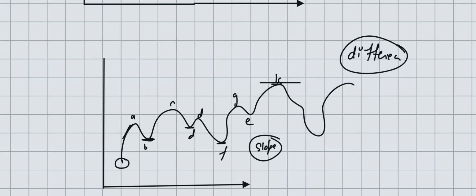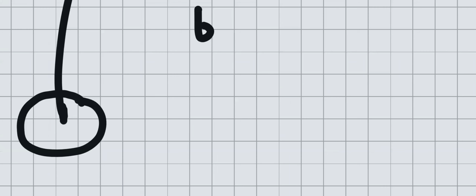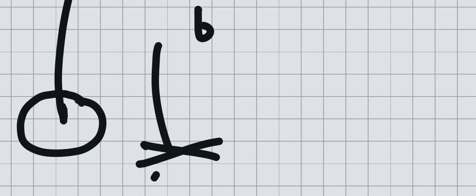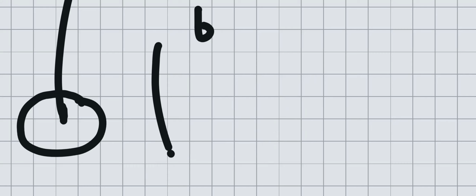Differentiation is about the slope. If I ask you what is the slope at this last point, I can't calculate it. The reason is it is ending at this point, and to calculate slope I need the direction. For a single point, I can have multiple directions, so how will I decide the slope? Understood my point?